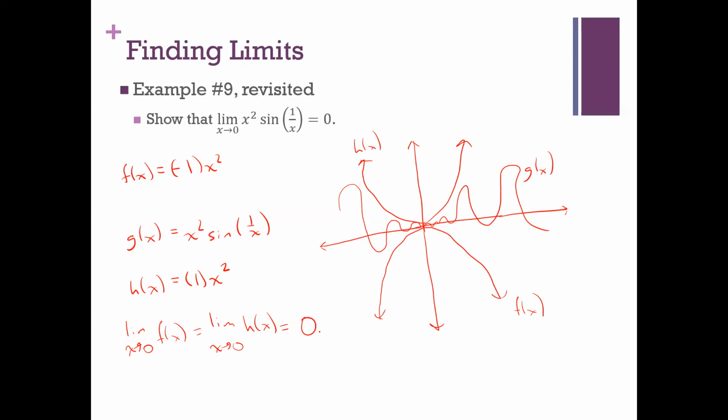So I'll remind you of the two conditions again. So I have three functions where f is less than g, which is less than h. So that's one condition I met. Do I have that the limit of f and h are equal to each other? Yep, they're both 0, which means that the limit of the middle function g has to be 0.